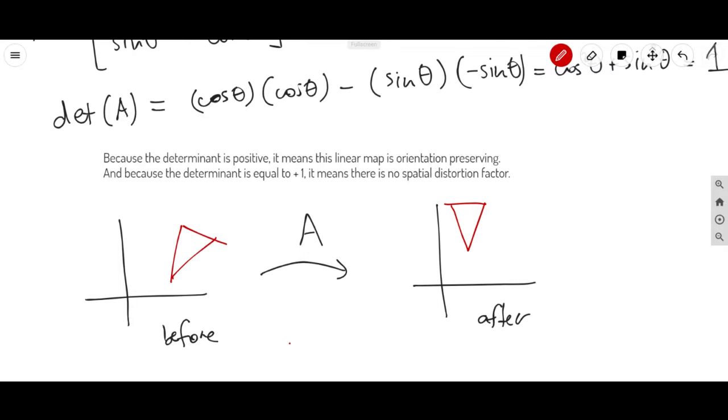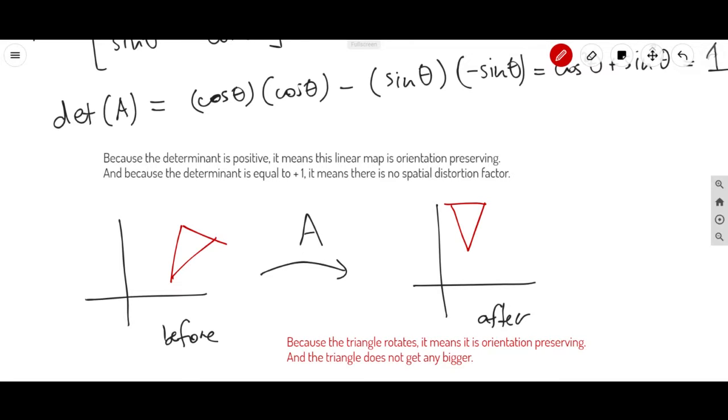But because the triangle rotates, it means it is orientation preserving. Right? Rotations do not flip your orientation. Things that are on the left and on the right stay on the left and on the right after you rotate them. And the triangle does not get any bigger. It's just a rotation. The size of the triangle remains the same.